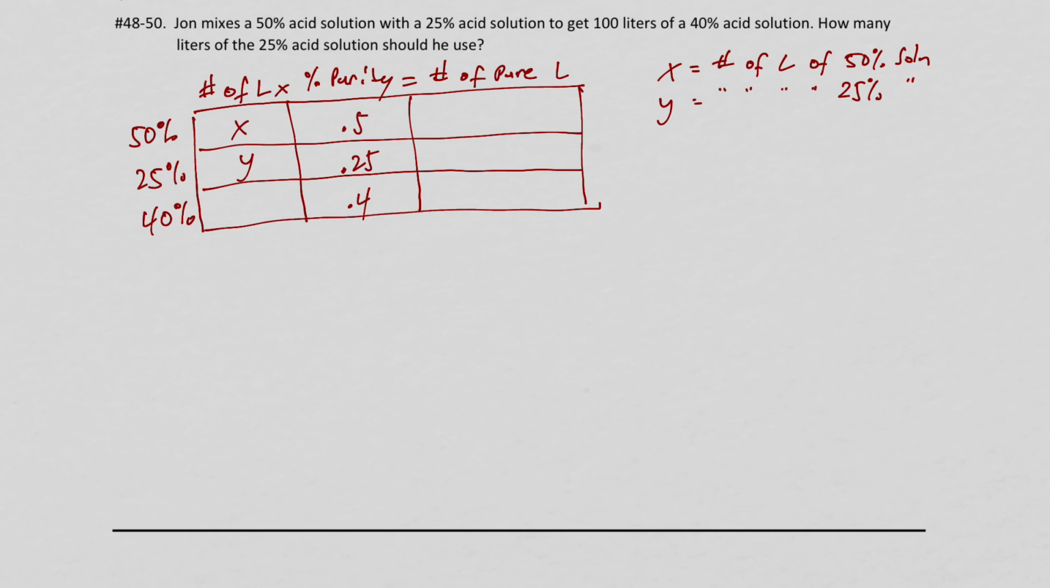There are a total of 100 liters, so that goes there. We're multiplying to get this. So the product of these is 0.5x. The product of these is 0.25y. And the product of these is 100 times 0.4. So our two equations come from the sum of these is this, and the sum of these is this.